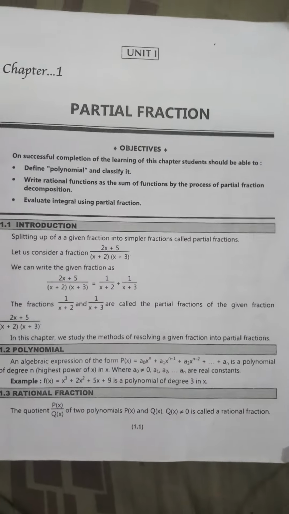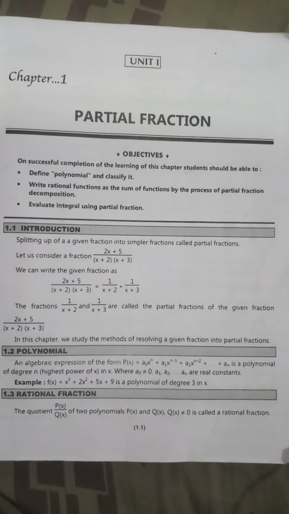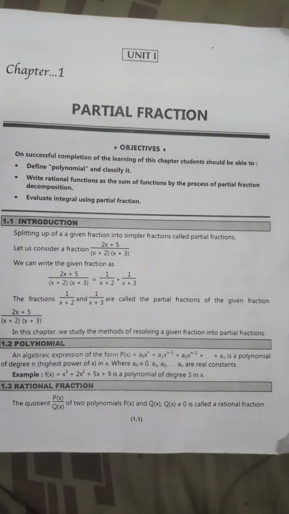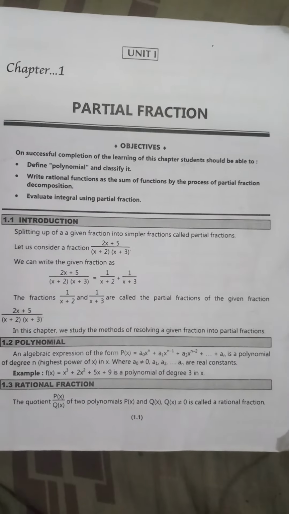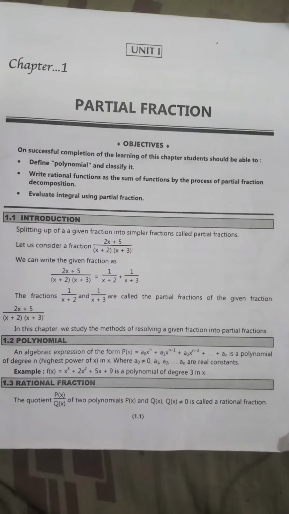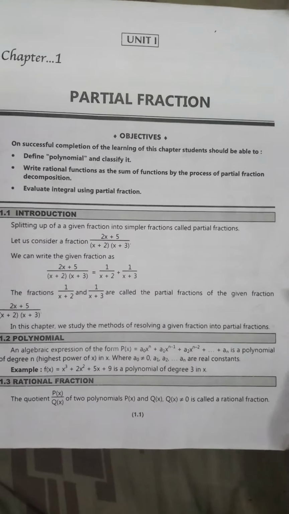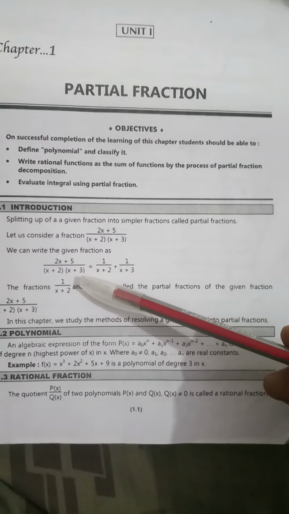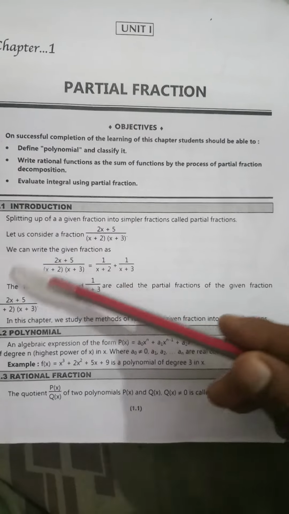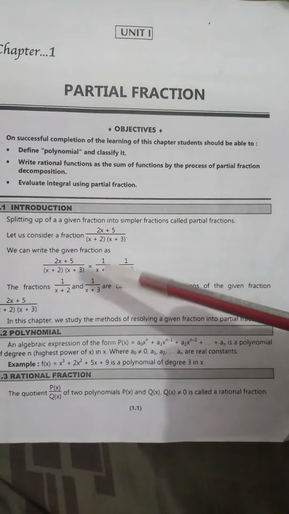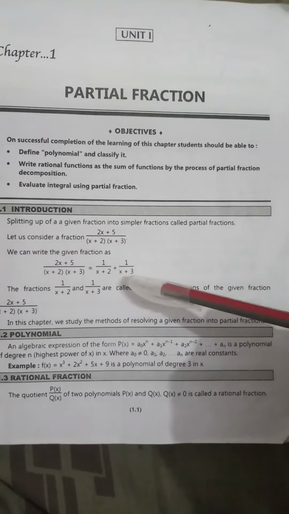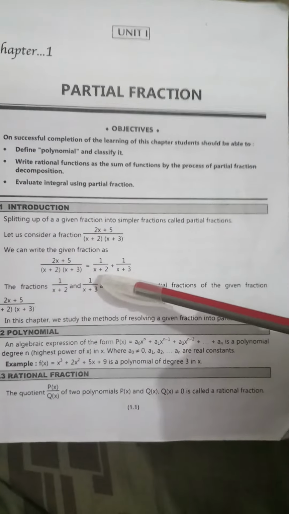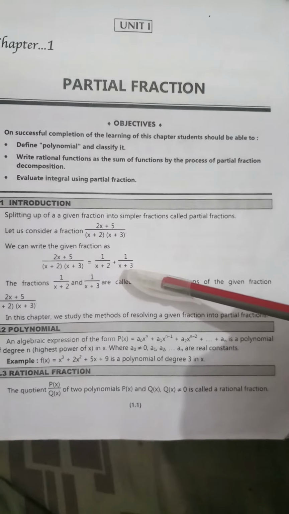The splitting up of a given fraction into simpler fractions is called partial fractions. That is, when your fraction divides into two or three parts, then it is called partial fraction. For example, you have (2x + 5) over (x + 2)(x + 3), and this expression can be changed into 1 over (x + 2) plus 1 over (x + 3). By solving this equation, we get 1 over (x + 2) and 1 over (x + 3).